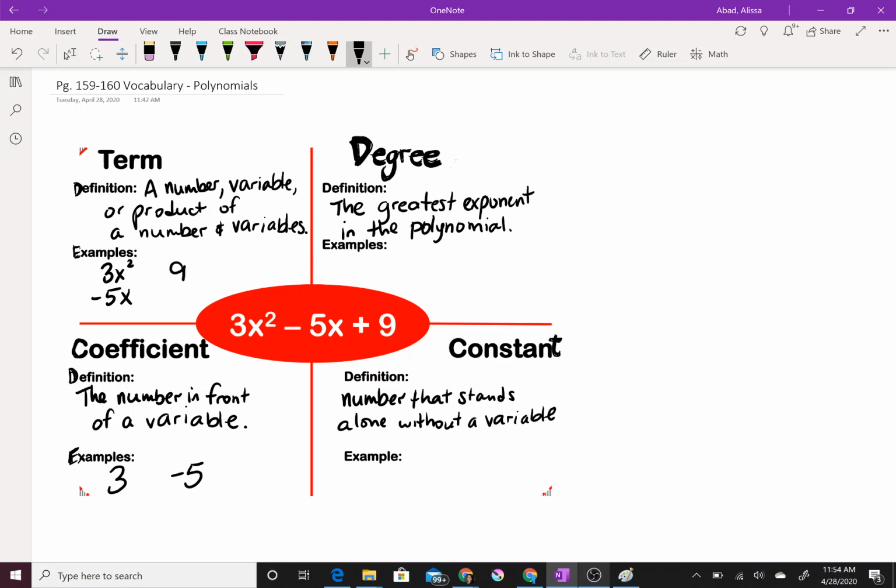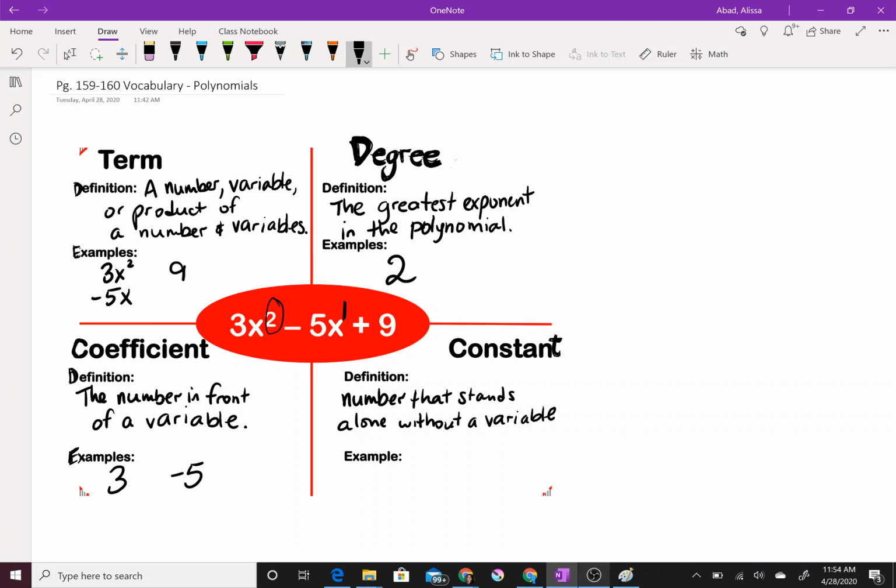Degree has to do with the greatest exponent in the polynomial. So noting the exponents that are in these terms, I have 2. This is x to the first power, and then 9 has no variable in front of it. So it's just 2 and 1. Technically this has x to the 0, but we just have that. The greatest exponent here is going to be 2. So this polynomial has a degree of 2.